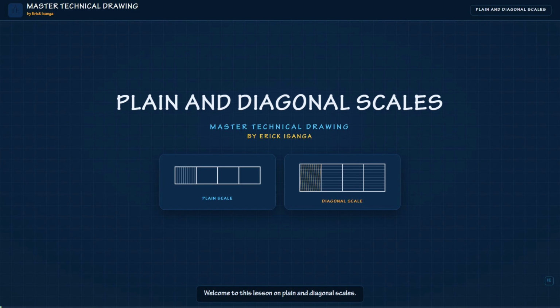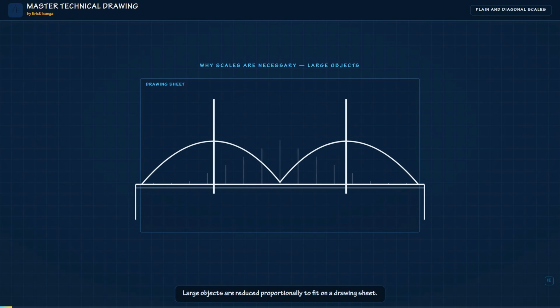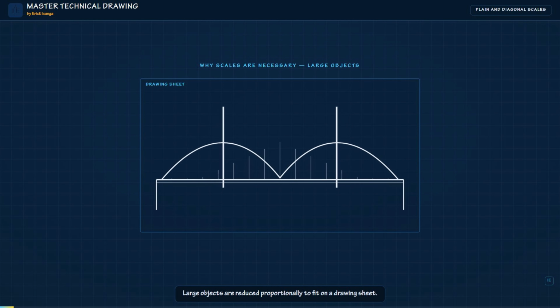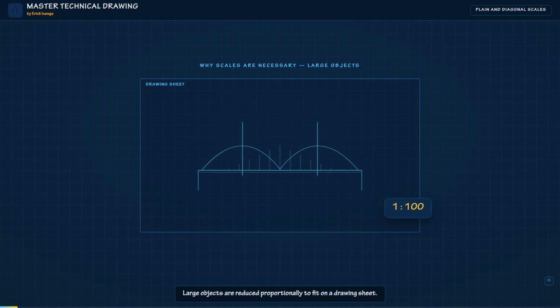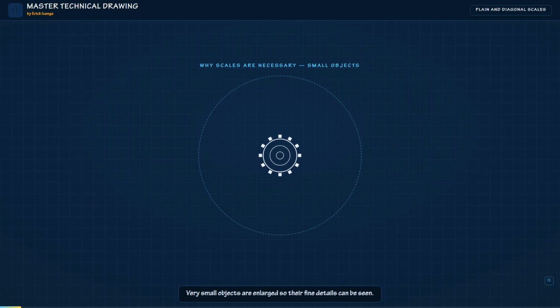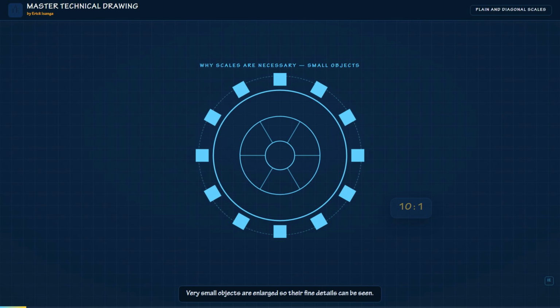Welcome to this lesson on plane and diagonal scales. Scales let us represent objects accurately at a full, reduced, or enlarged size. Large objects must be reduced proportionally so that they can be represented accurately and conveniently on a drawing sheet. Very small objects may be enlarged so that their shapes and details can be drawn, studied, and measured clearly.